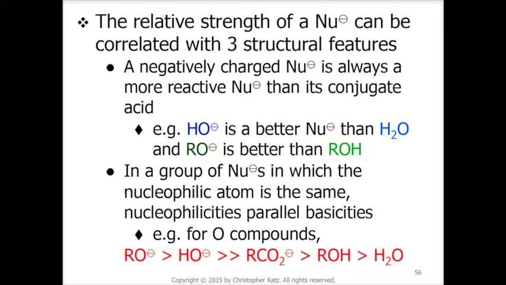Positive species are not nucleophiles. In a group of nucleophiles in which the nucleophilic atom is the same, nucleophilicity parallels basicity. Okay? So you can use your pKa table as a list of good and bad nucleophiles. Alkoxide is better than hydroxide, which is way better than these carboxylates. Notice minus, minus, minus. Now we're getting into neutral. This carboxylate is way better than alcohol, which is much better than water. So you can use your pKa table to get a good idea about what's a good nucleophile.